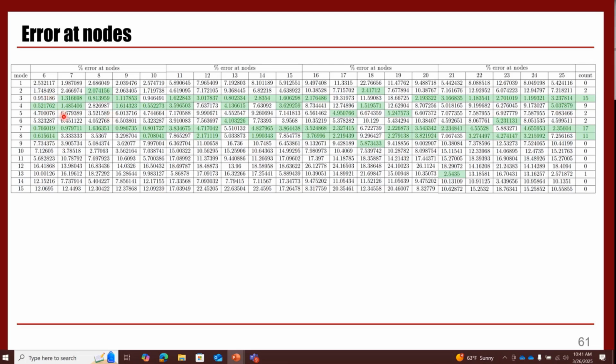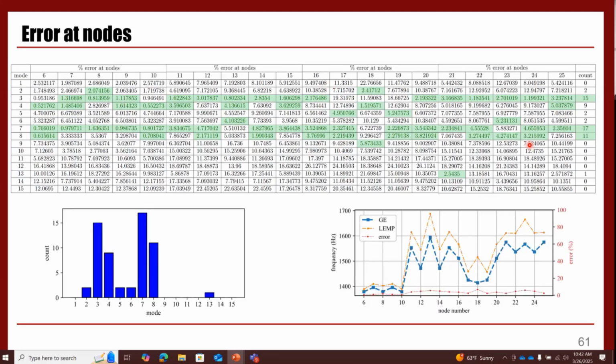For each of the nodes, we selected the 3 modes with the least errors. And then we went ahead to count the number of times each mode performed better. From there, we found out that mode 7 better represents the system because it has the least amount of errors when we look at the entire table here. So we can actually use mode 7 on a cantilever plate.